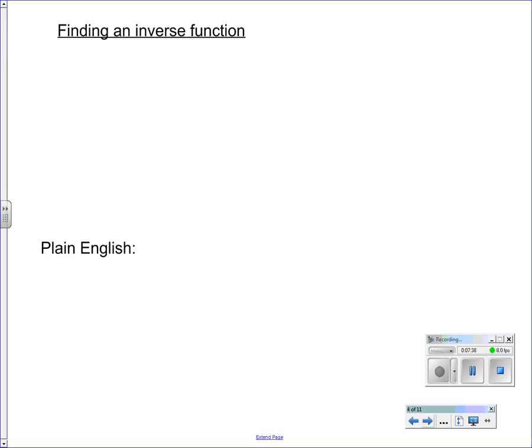The next thing we're talking about is how we find an inverse function. This is what you'll be practicing a lot in class, is how we find the inverse of a function. So the inverse of a function will map the range back onto the domain.